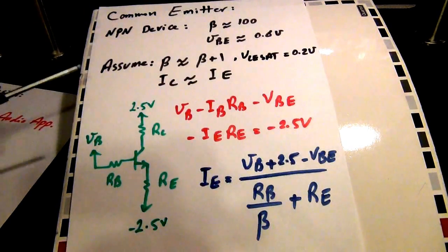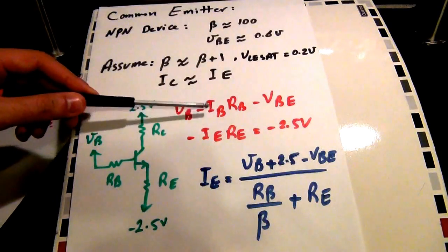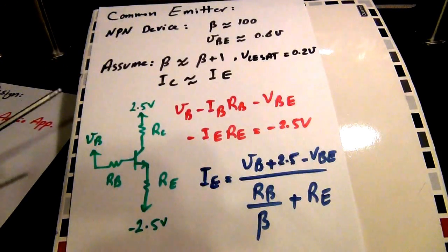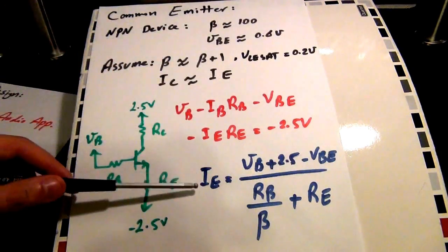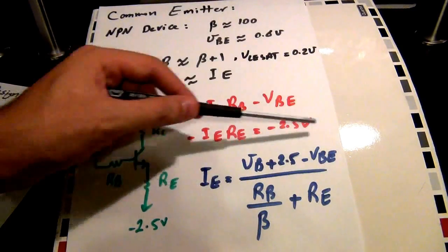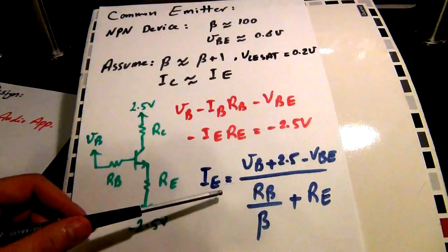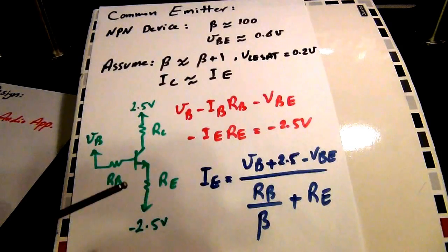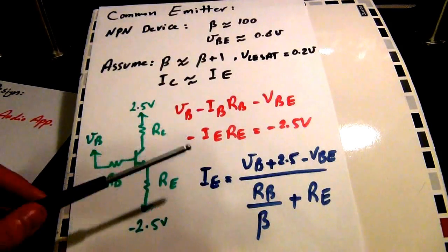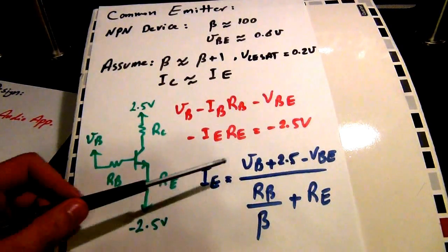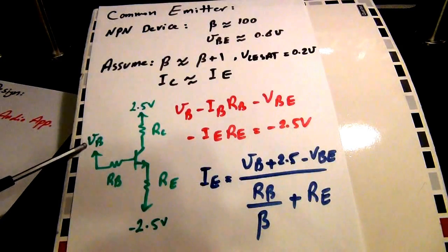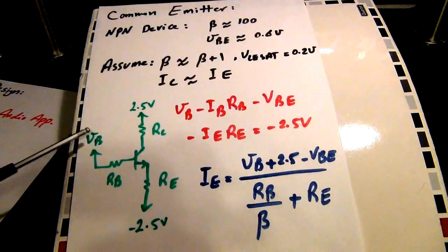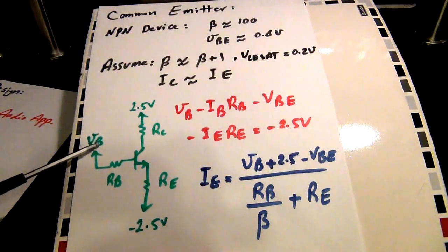Now, if I take advantage of the fact that I know the relationship between IB and IE, that's just a factor of beta, I can rewrite this equation and solve for the emitter current, and it ends up being this equation. Now, let's take a look at this equation for a moment because there's a lot of information in it that's important. So here the emitter current depends on the bias voltage VB. That makes sense because that's the bias voltage of the device. We apply this, so this is in our control.